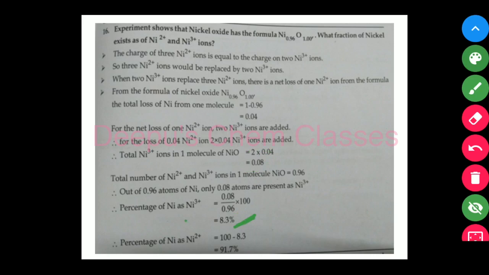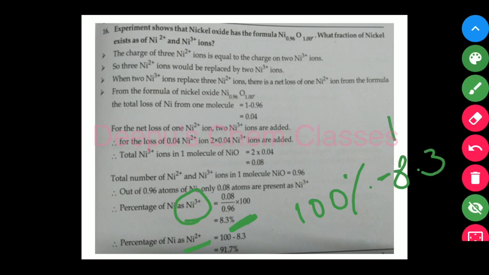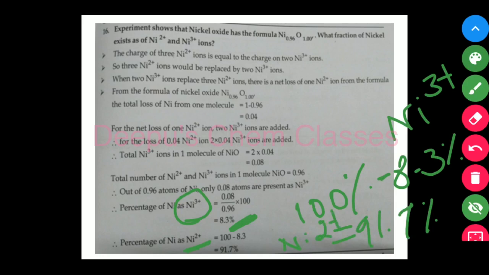Now the percentage of Ni3+ is known. In order to find the percentage of Ni2+, let us assume the overall nickel amount present is 100. In that, 8.3 percent is Ni3+. Then just find the difference. If you find the difference, you get 91.7 percent. That is equal to the percentage of Ni2+ ion. Do you understand?